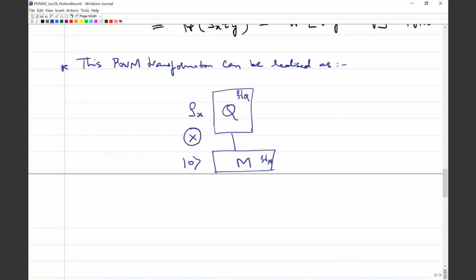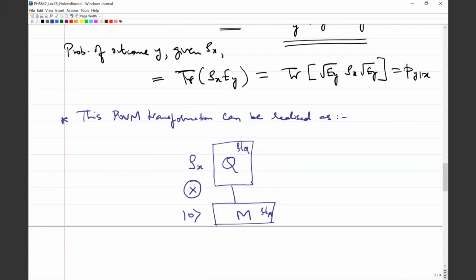So post measurement, this is going to be in some state. Let's say it's in the state square root E_y rho x square root E_y, which means that outcome y is realized. Then associated with that, the measurement device is going to be in the state. So initially they were uncoupled. So this is initial.